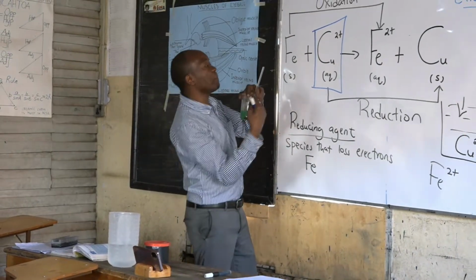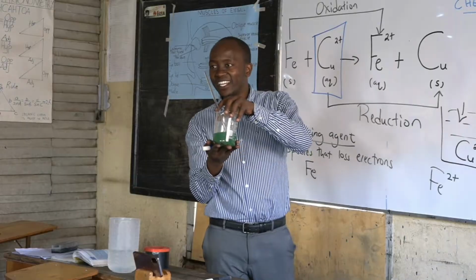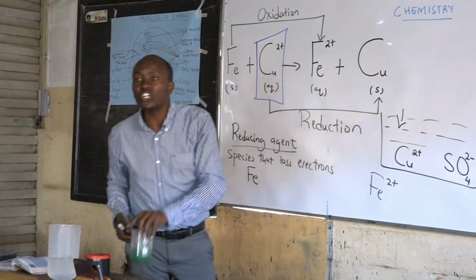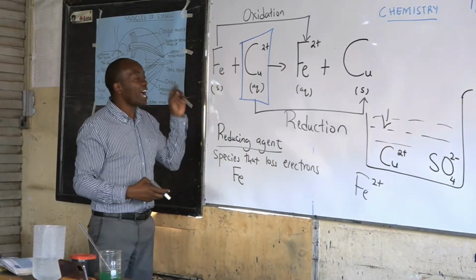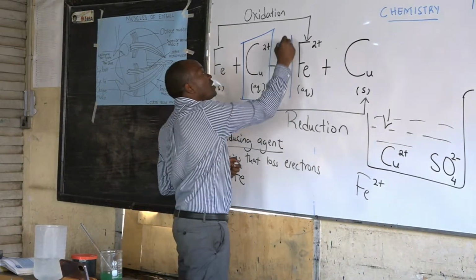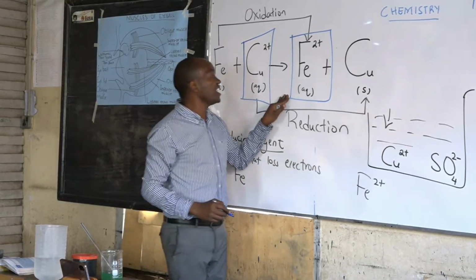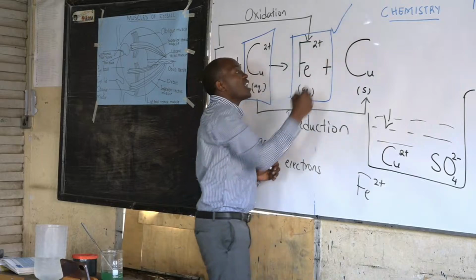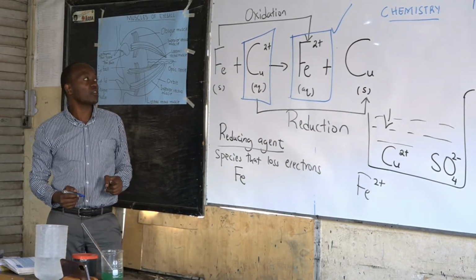It has been displaced. Now the solution is pale green. We're having a green solution. The green solution is because of iron 2 ions, which is now part of the solution. The pale green solution is because of which metal ion? Iron 2 ions. Alright? It's because of iron 2 ions.